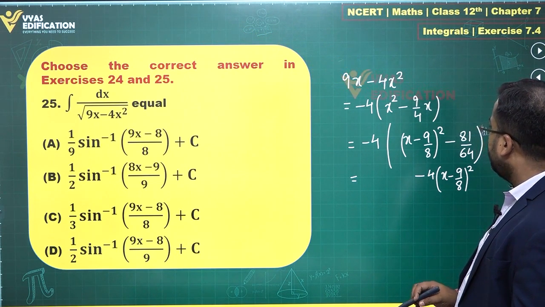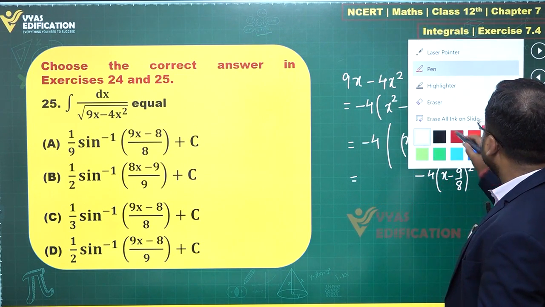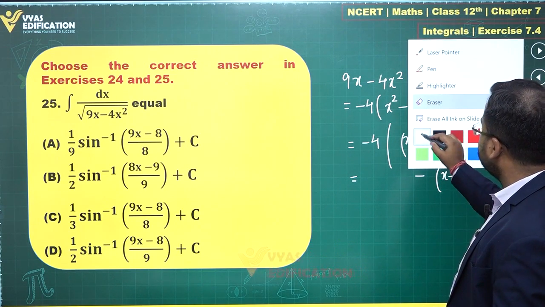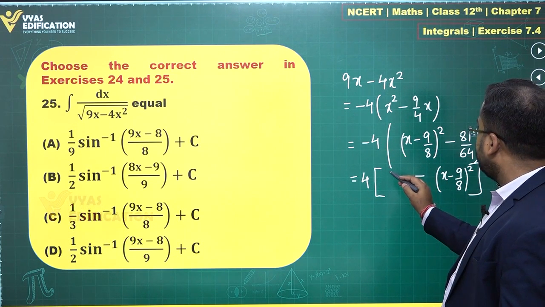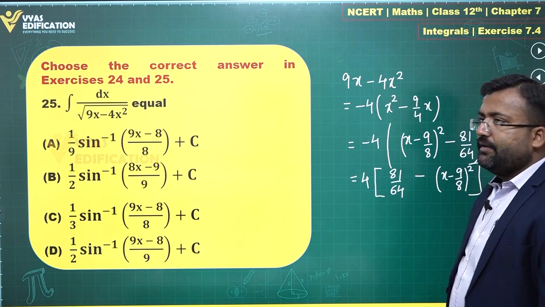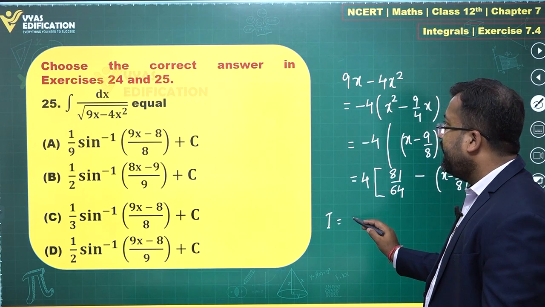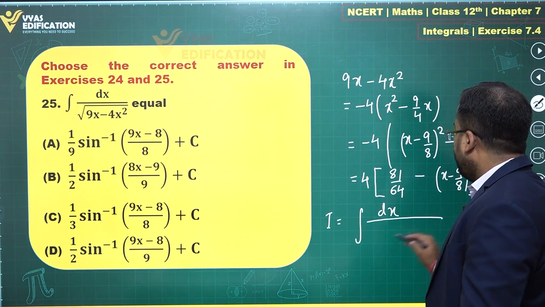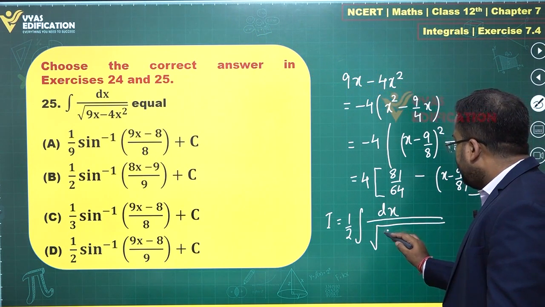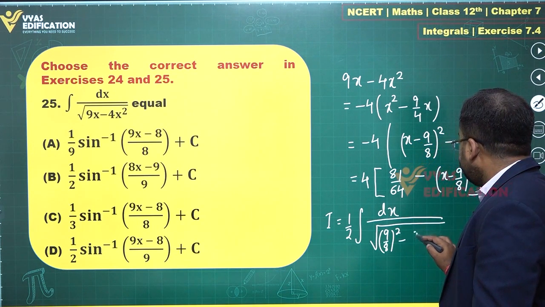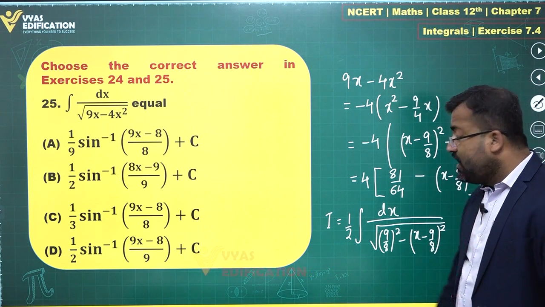Let's take the minus 4 inside. Actually, let's not take this minus 4 inside for now, let's only take the minus inside and keep that 4 outside. This minus goes inside and this becomes 81 upon 64. This is what you have, right? So in the under root, I will be equal to the integral of dx upon under root of this whole thing. Under root of 4 is 2, so 1 by 2 will come outside. And under root of this whole thing will be (9 by 8) square minus (x minus 9 by 8) square. This is what I have. Right or not? Yes.